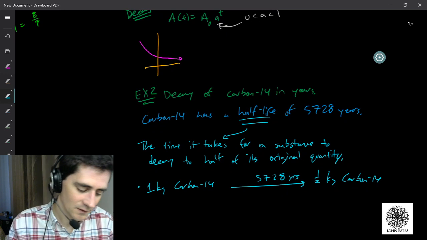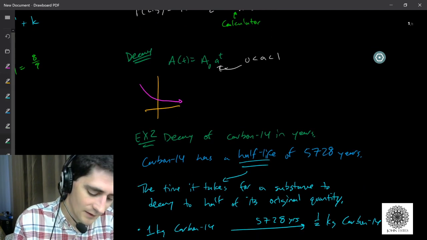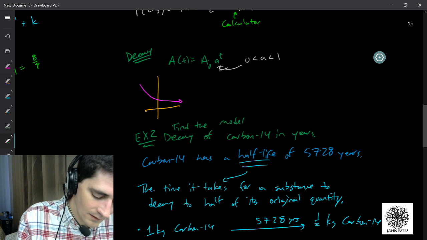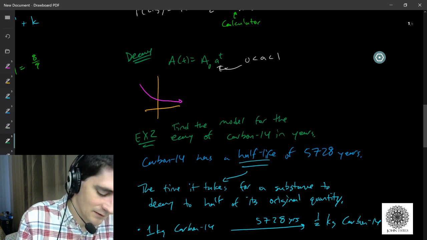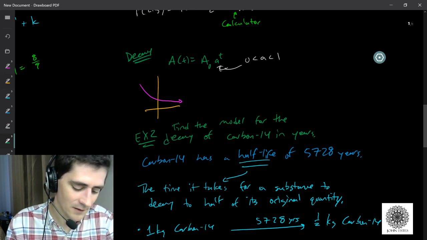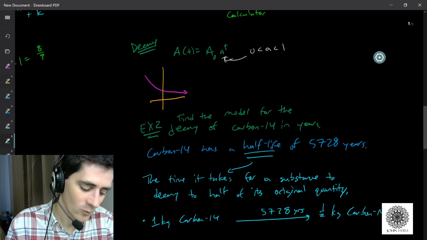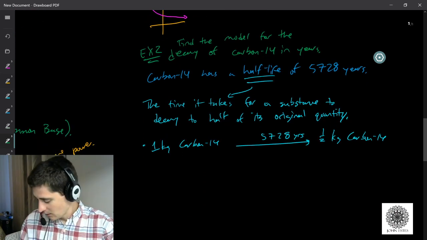And so based off this, what they're asking us to do is find, I didn't really write it out very well, did I? Find the model for the decay of carbon-14 in years. So we know its half-life. Based off its half-life, can we figure out a way, the actual function, this a sub t function for carbon-14?